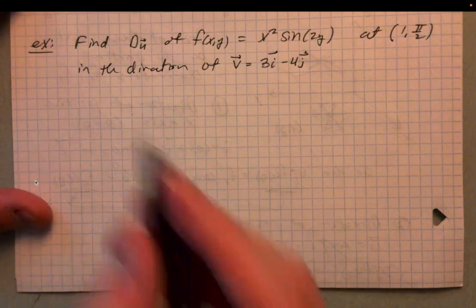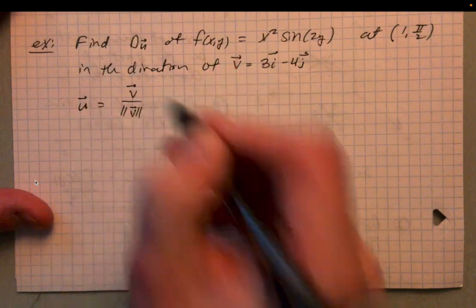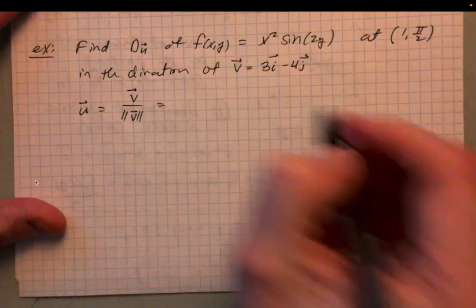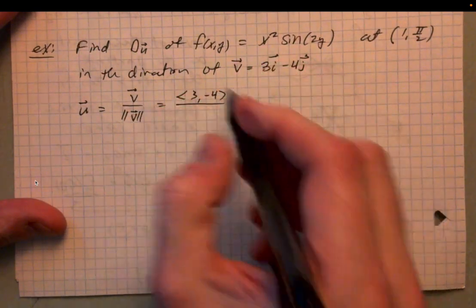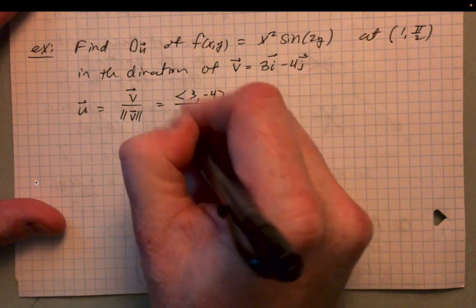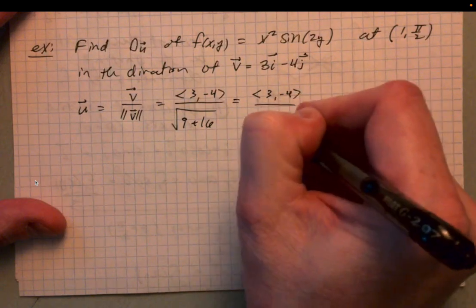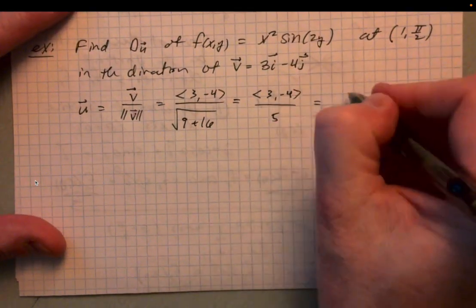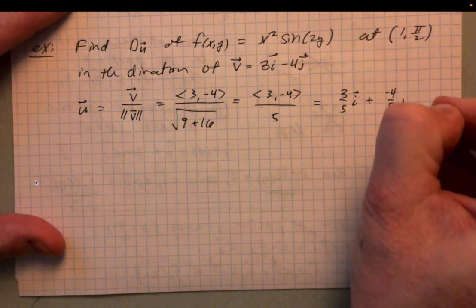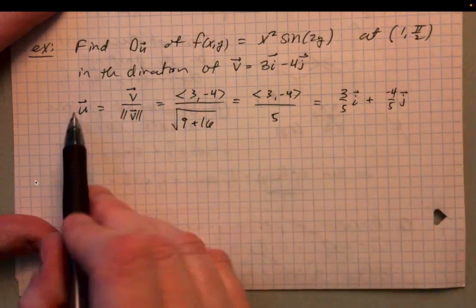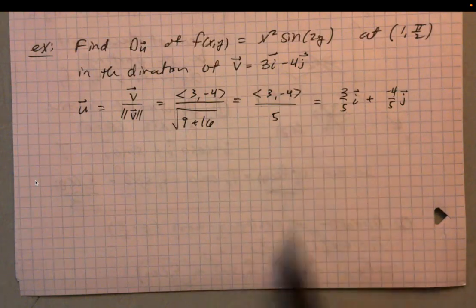So can we create a unit vector? Yeah, we can easily do that. We can normalize this vector by dividing it by its norm. This is just 3, −4. We need to divide by the norm, which would be the square root of 9 plus 16. So we want to scale the vector 3, −4 by 1/5. We'll say 3/5 i plus −4/5 j. Now we have a unit vector, and that's what we'll denote as u. Okay, so now we have a unit direction vector.